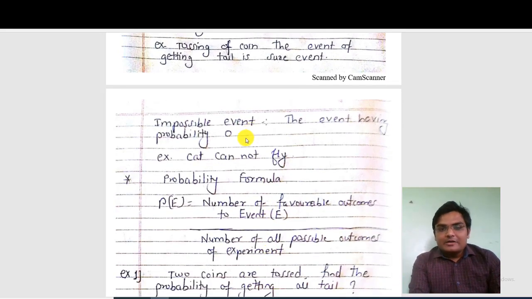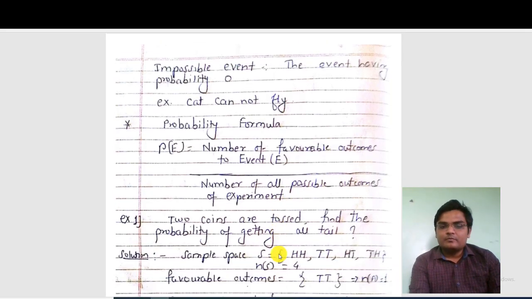I want to tell you one concept, that the probability range is from 0 to 1, including 0 and 1. It means 0, greater than 0, less than 1, and equal to 1. That is the range of probability. So, coming to the probability formula: the number of favorable outcomes to event E upon the number of all possible outcomes of the experiment. That is the formula of probability.